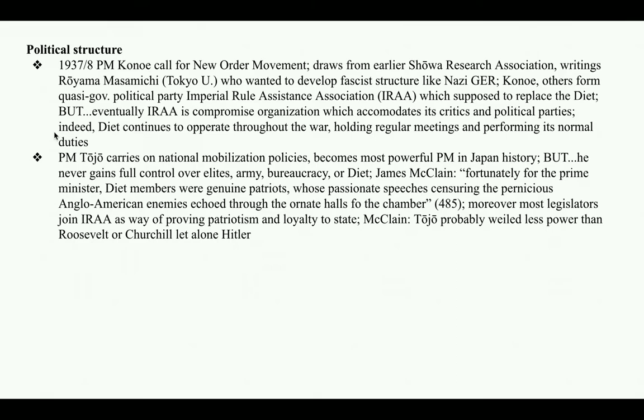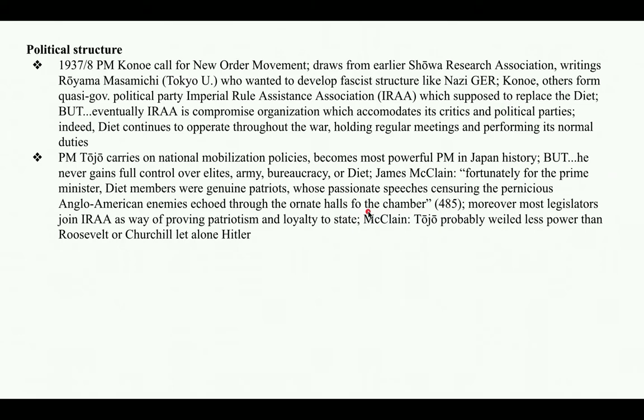Prime Minister Tojo carried on the national mobilization policies, himself becoming the most powerful prime minister in Japanese history. But even in spite of this, he never fully gained control over the elites, the army, the bureaucracy, or the Diet. And historian James McLean wrote, "Fortunately for the prime minister, Diet members were genuine patriots whose passionate speeches censuring the pernicious Anglo-American enemies echoed through the ornate halls of the chamber."